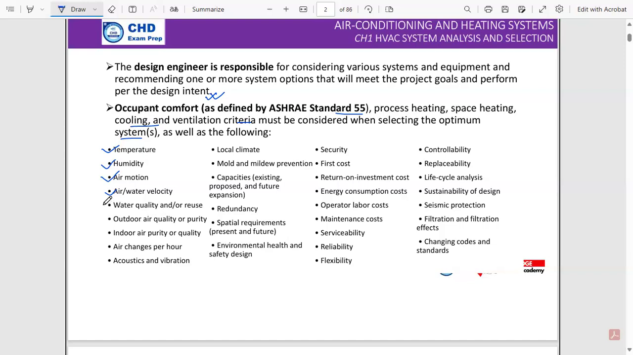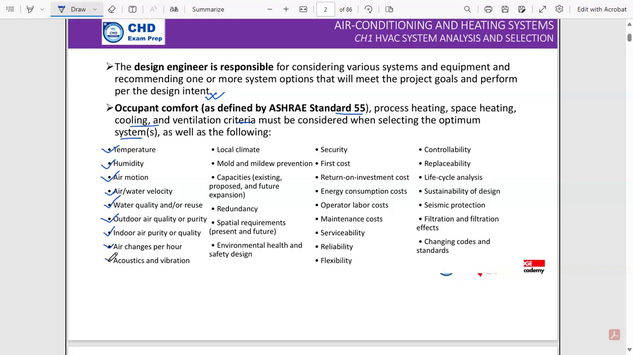Water quality and reuse. Obviously, we can have a focus on this. Outdoor air quality is important. Let's say if you're having a project in a very polluted area, there must be special concerns. So that needs to be remembered. Indoor air purity and quality, obviously. Let's say if you're having a project in a commercial space, the indoor air quality will have a lower spec than an operation theater. Air change per hour is also an important factor. Actually, the places with high air purity need higher air change per hour. We'll be discussing this later on.